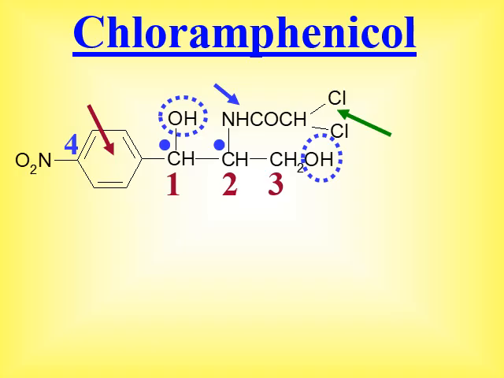How can we name, the nomenclature of chloramphenicol? Here we will say D3 first because it is the active isomer. In the 2 position we have 2-dichloroacetamido, and in the 1 position we have 4-nitrophenyl. All these are propane, but in the 1 and 3 position we have hydroxyl group, so we say 1,3-diol.